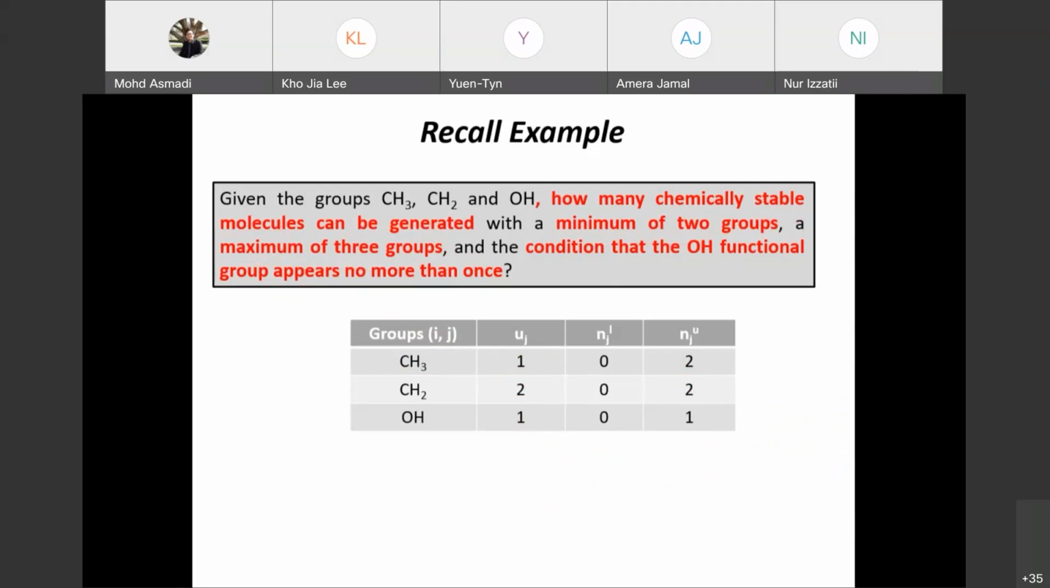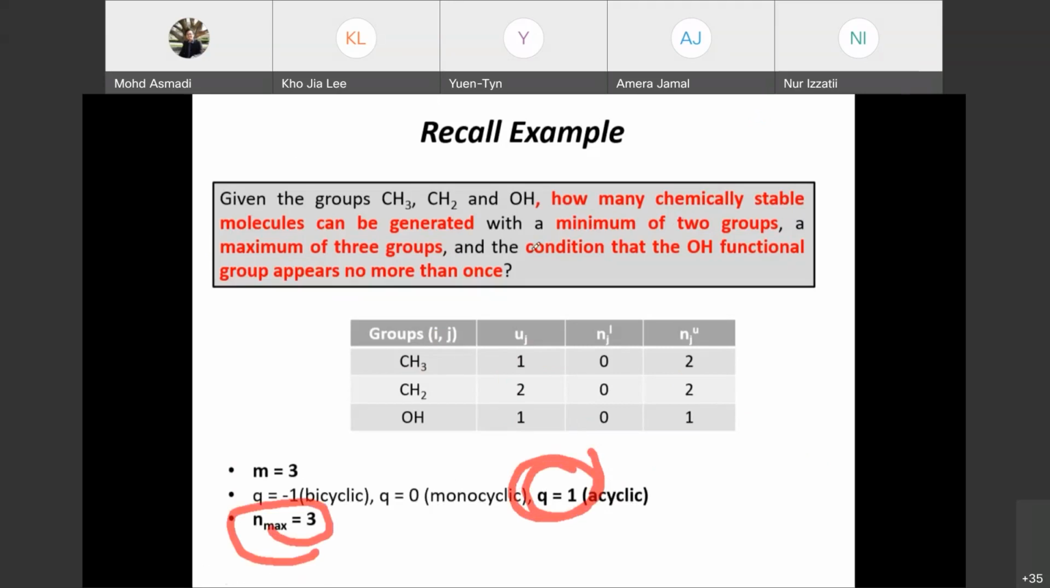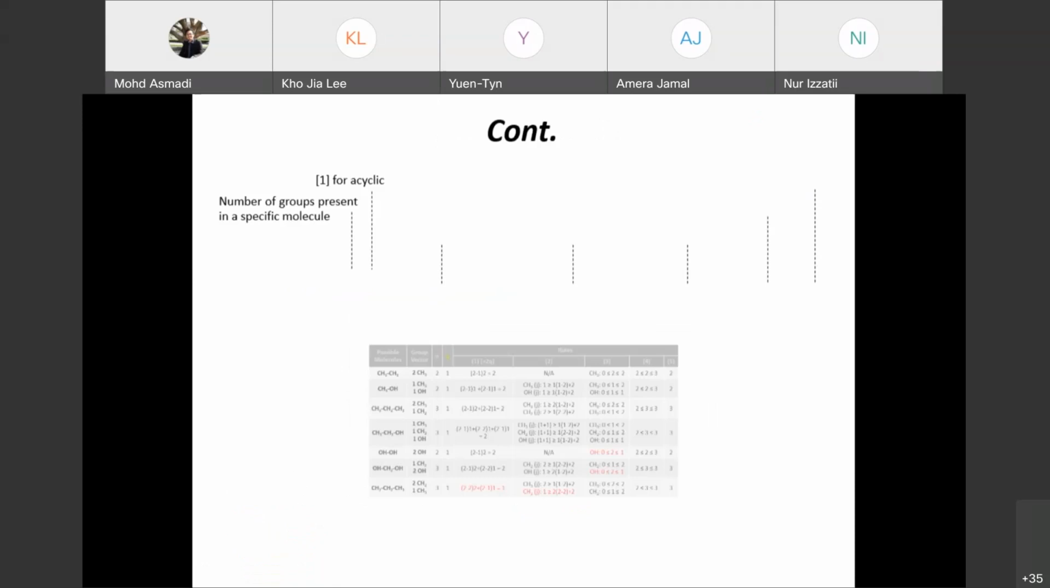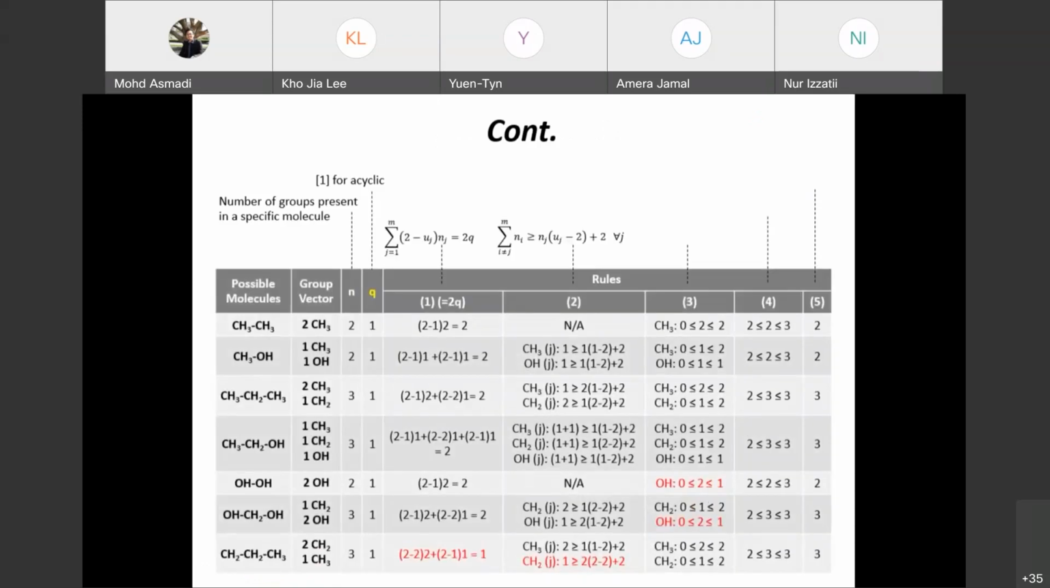Since there are 3 groups, M is equal to 3, and you want acyclic, so we have to choose Q equal to 1. And N max is equal to 3 because there is a maximum of 3 groups in the molecules. So you want to generate only up to 3 groups in the molecules. We can simplify here later. By next week I will explain again. This is the molecule that you can generate from the 3 building blocks and the previous one.